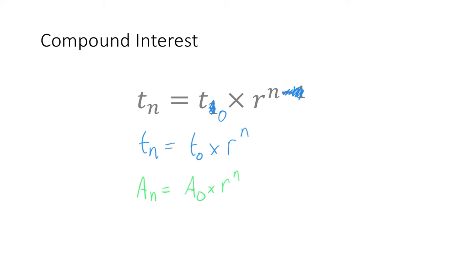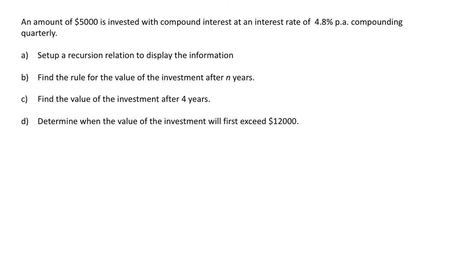So let's have a look at an example of applying compound interest to a geometric sequence. In the example, we have an amount of $5,000 that is being invested with an interest rate of 4.8% per annum, which is compounding quarterly. So it's asking us to do a couple of things. The first is set up a recursion relation to display this information.